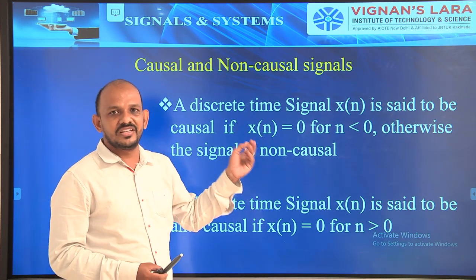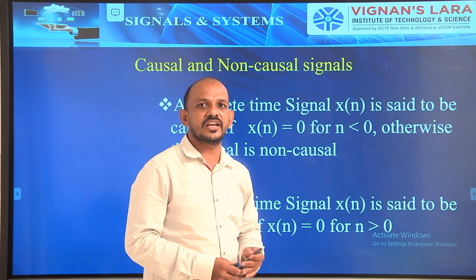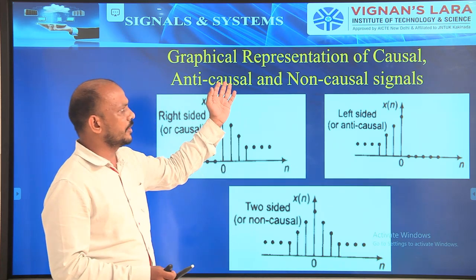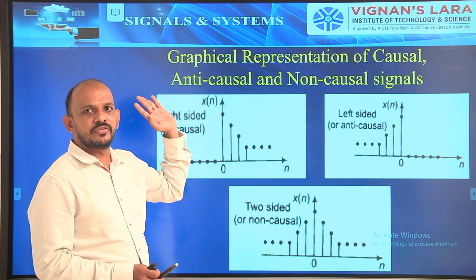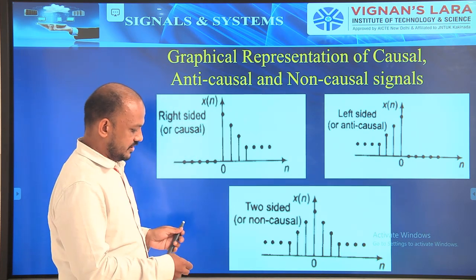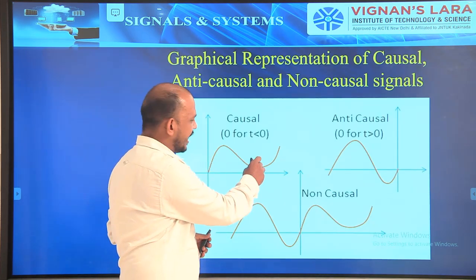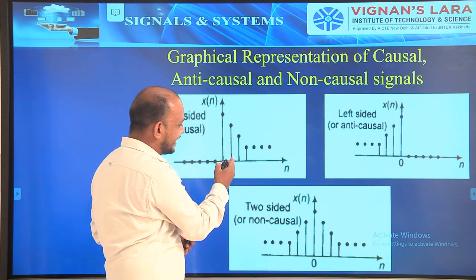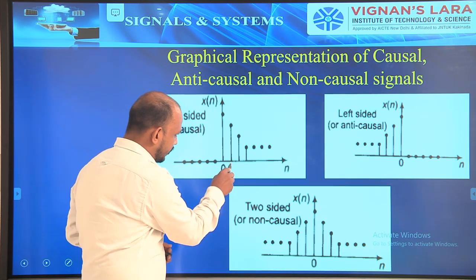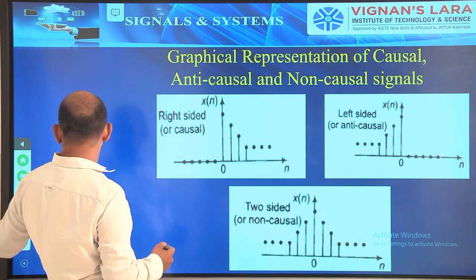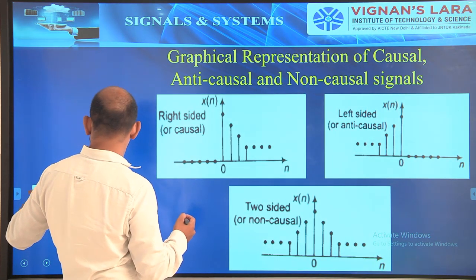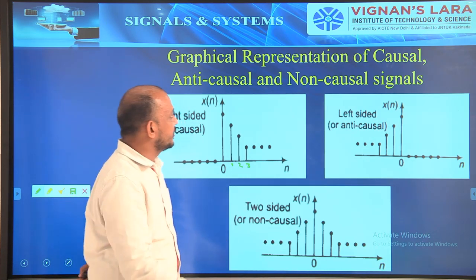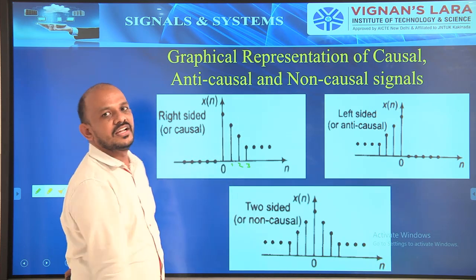So the same concepts, here the only difference is discrete signals are represented with x of n. That is the only change. Simple. Graphical representation of causal, anti-causal and non-causal. There we went for the continuous time signals. See, that is continuous. We have the value of x of t at each and every time instant. But here the value of x of n is at discrete instances. We have the value at only these points. So we have the values of x of n at discrete instances. Hence the signal is a discrete time signal.